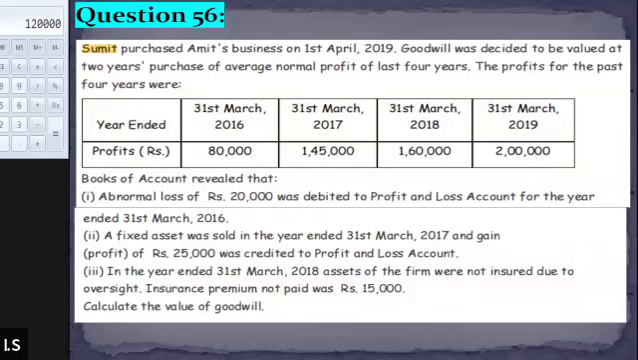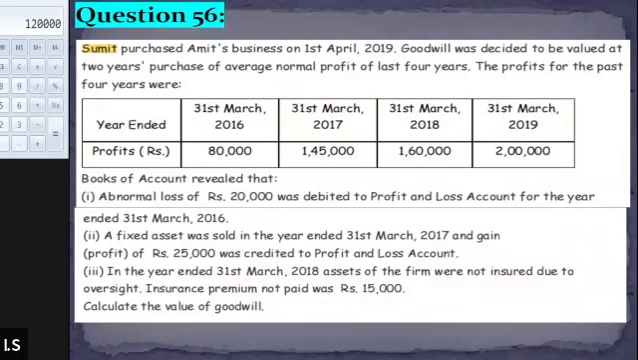So Sumit purchased Amit's business on 1st of April 2019. Goodwill was decided to be valued at 2 years purchase of average normal profit of the last 4 years. The profits for the past 4 years were given, four different profits: 80, 145, 160, and 2 lakh. Books of account revealed that an abnormal loss of 20,000 was debited to profit and loss account for the year ended 31st of March 2016. So obviously we need to add it back.